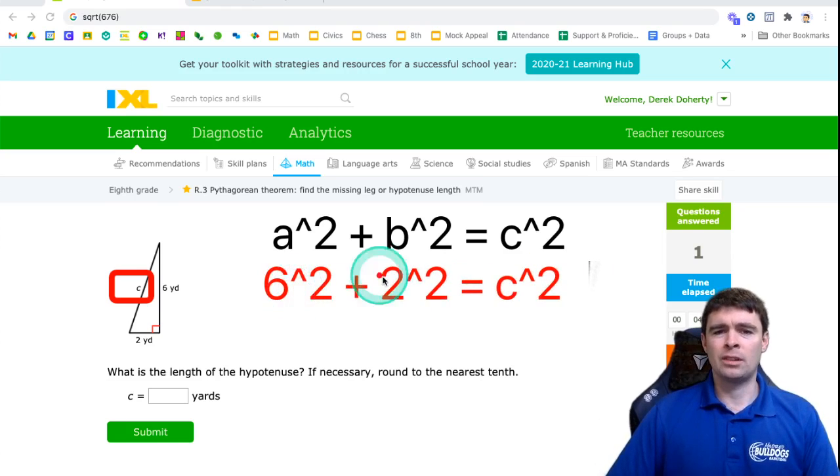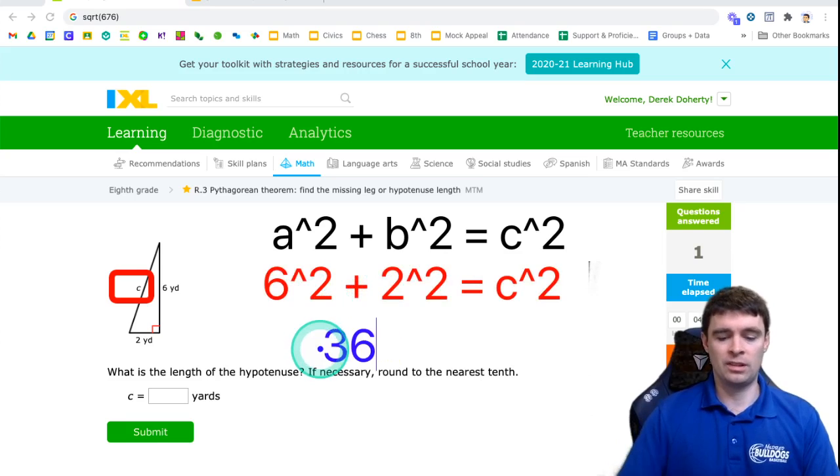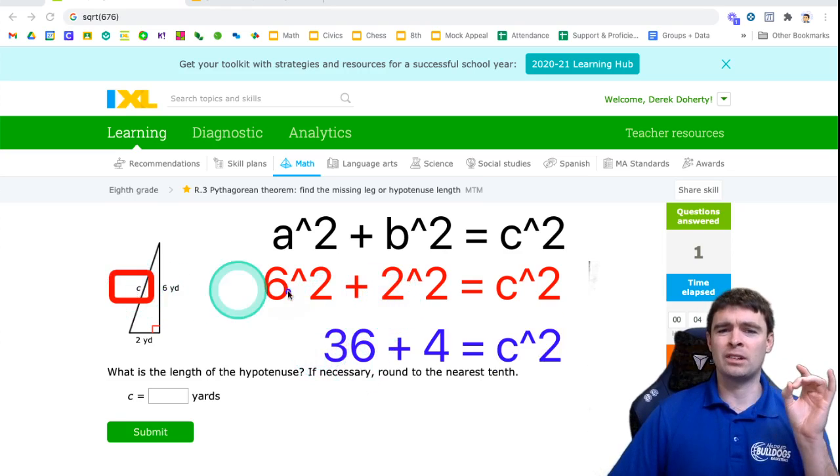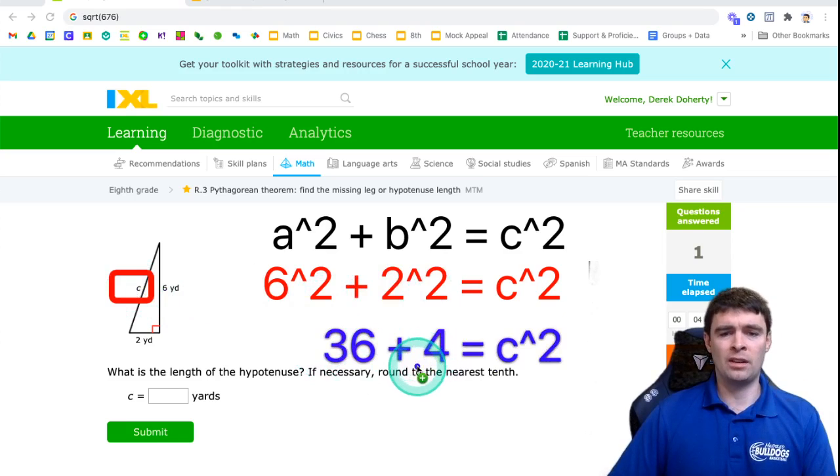Whether we're adding or subtracting, we need to first do the exponents. Here we're adding together those squares, so I'm going to square them out first. 6 squared is 36, and 2 squared is 4. And now that I've done those exponents, here I'm finding the bigger side, so I'm adding together those two squares, and 36 plus 4 is going to give me 40.